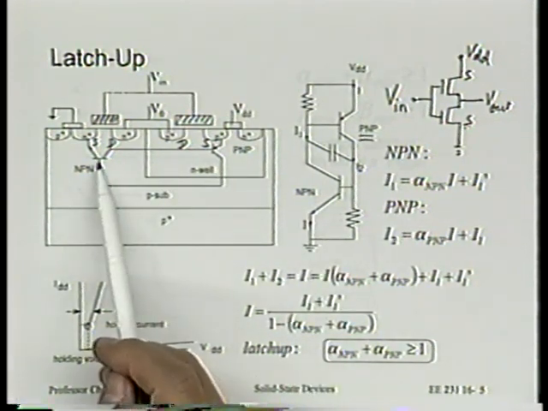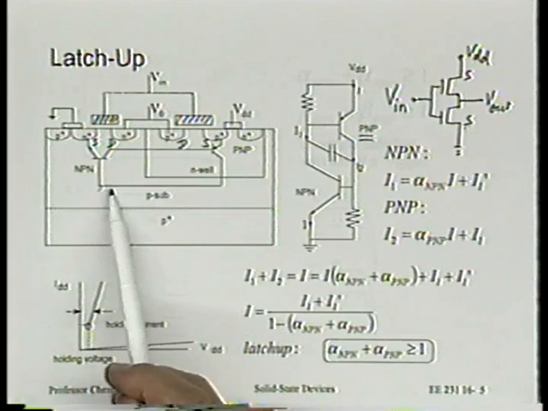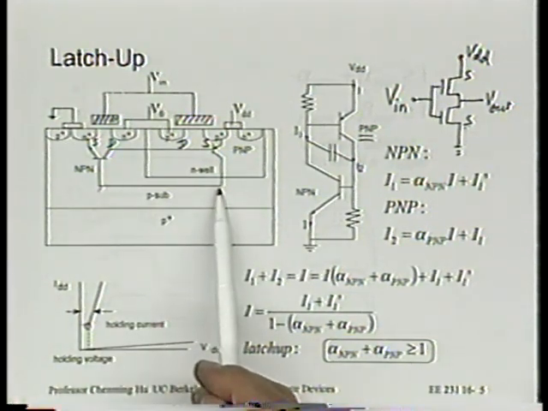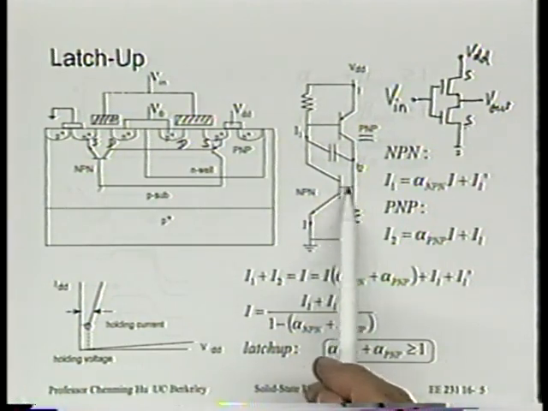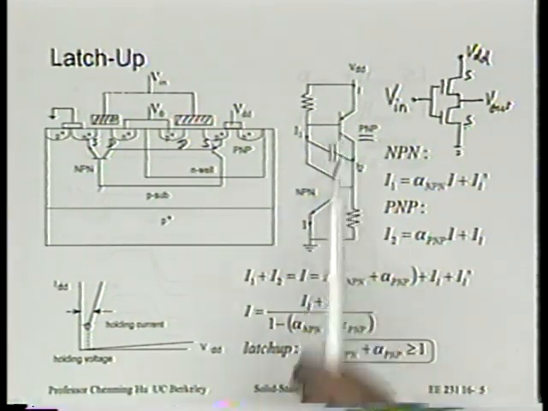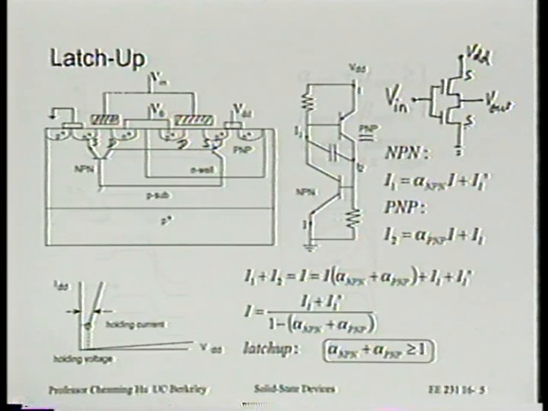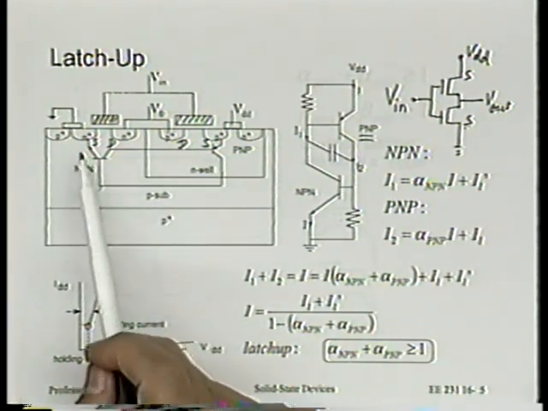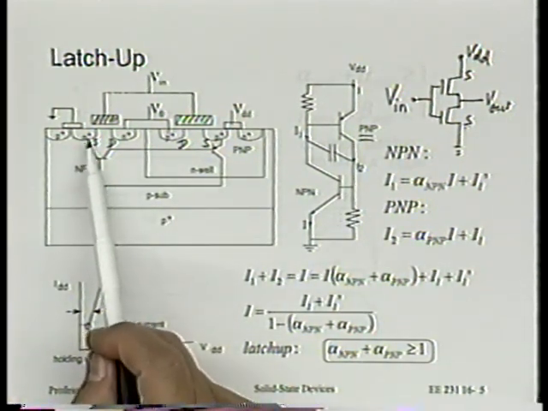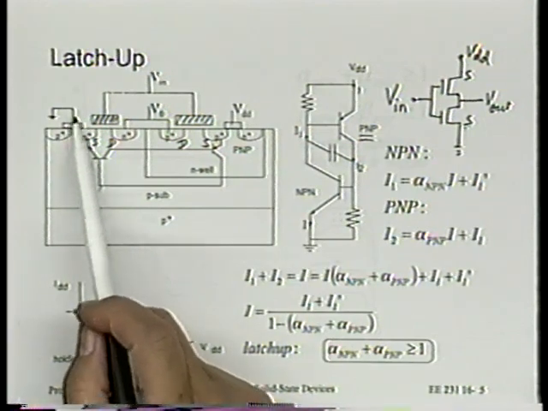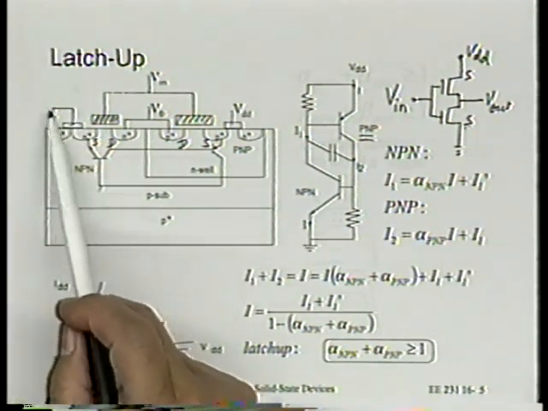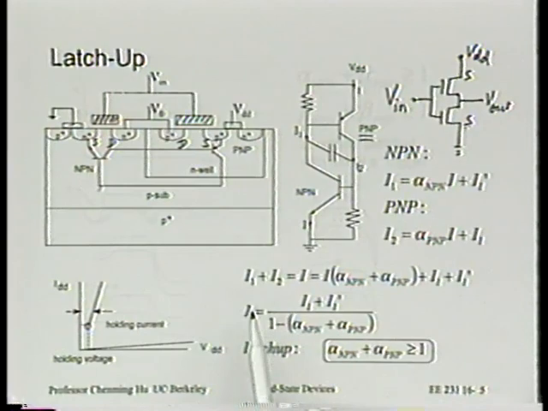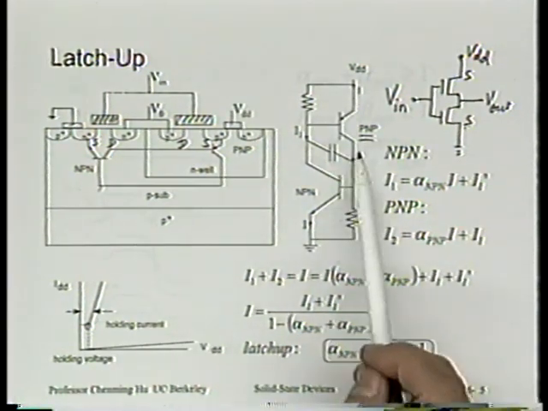The base of the NPN transistor is the collector of the PNP transistor. So the base of the second transistor is the collector of the first transistor. You see that? All right. Finally, the emitter of the second transistor is connected to ground. This N plus is connected to ground. So just concentrate on these two transistors.